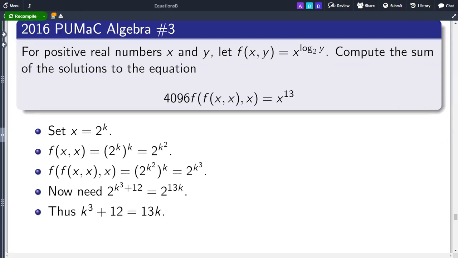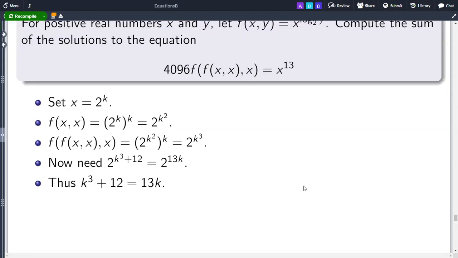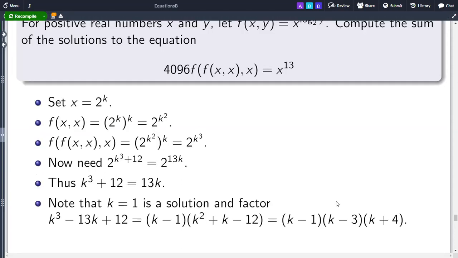Yep, and this is a cubic polynomial, and we can solve it by noting that k equals 1 is obviously a solution. We can eyeball that, and now that we know that k equals 1 is a solution, we can divide that out and factor the resulting quadratic. What we get looks like this. So the solutions are k equals 1, 3, and minus 4.